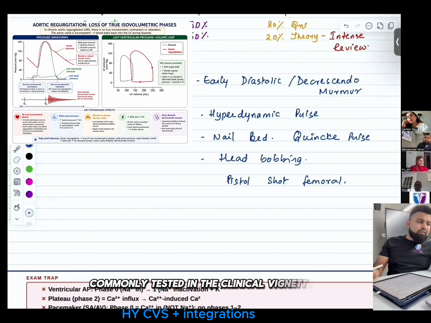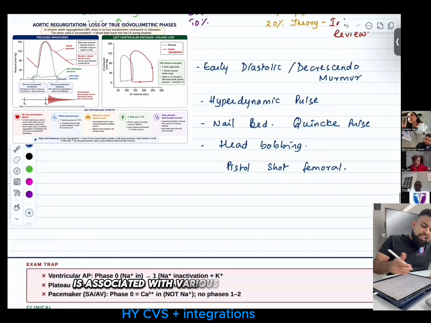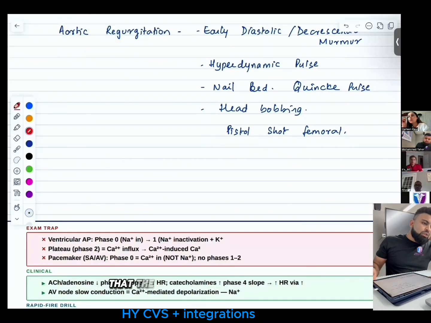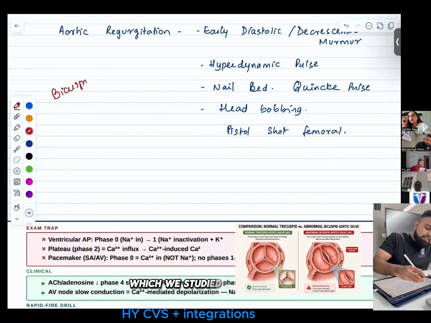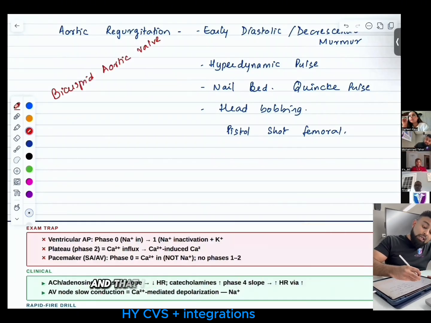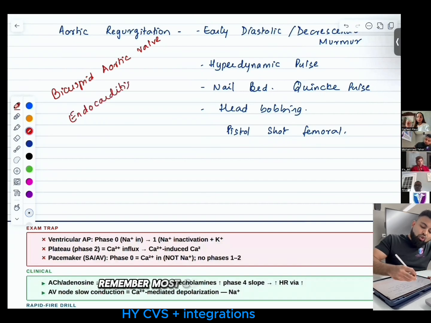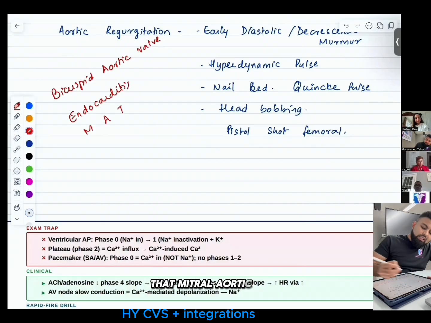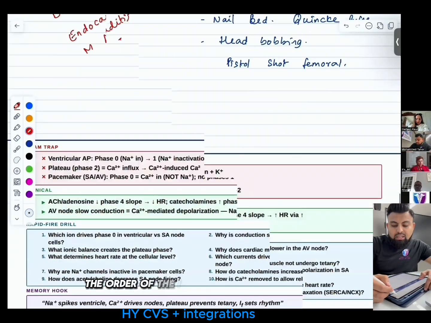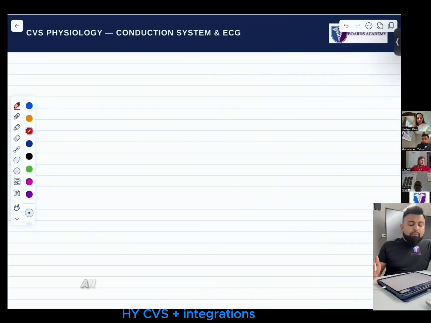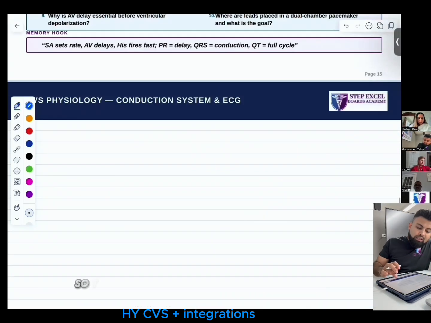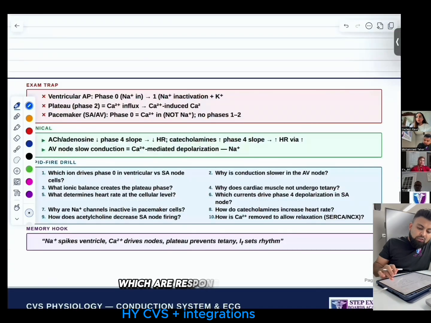Yes. In the clinical setting, aortic regurgitation is associated with various different etiologies. One of the important things that the question may talk about, as I mentioned already, is the bicuspid aortic valve, which we studied last time. But next to bicuspid aortic valve, it is associated with endocarditis. When you talk about endocarditis, remember, most commonly it is mitral, aortic, and tricuspid. That's actually the order of the involvement of the valve. Even in rheumatic heart disease, we discussed this, and here, points related to infective endocarditis, so that you can integrate with the pathogens which are responsible for this.